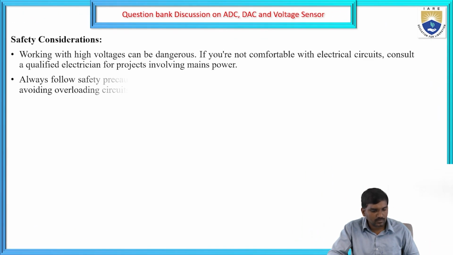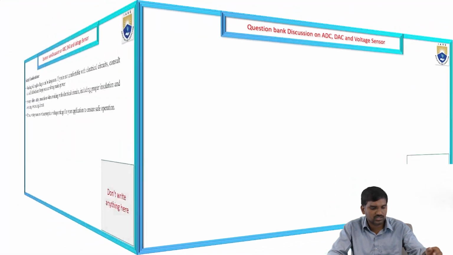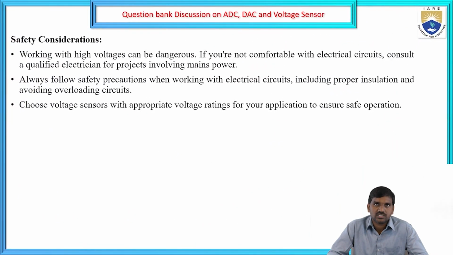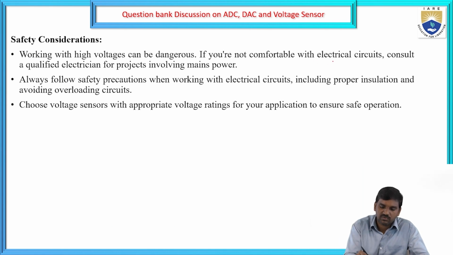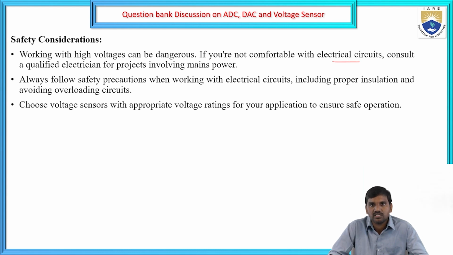Next, safety considerations. Here we have to maintain some safety considerations. Working with high voltage can be very dangerous. If you are not comfortable with electrical circuits, you can consult a qualified electrician for projects involving the mains power. This is the main thing you have to remember when dealing with high power. It is better to maintain some precautions also. Always follow the safety precautions when working with electrical circuits, including proper installation and avoiding overloading circuits.